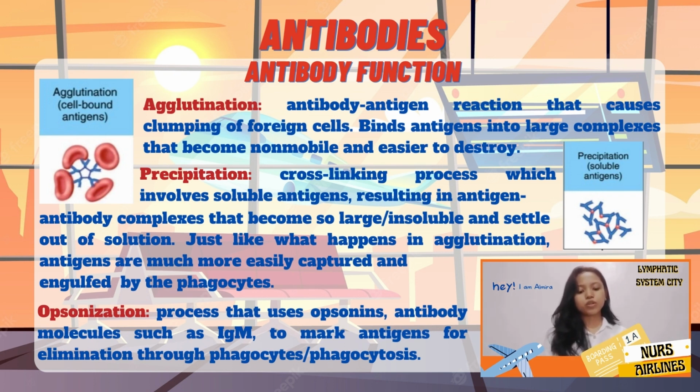Fourth is precipitation, which makes antigen-antibody complexes so large that they settle out of solution, and this process involves soluble antigens that become much more easily captured and engulfed by phagocytes as they are immobilized or precipitated. Lastly, opsonization is the process that uses opsonins like immunoglobulin M, for instance, to mark antigens for phagocytosis.